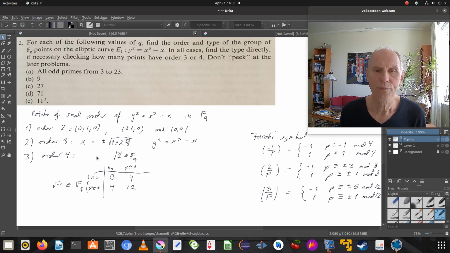Order 4, I wanted to prepare that, so I did that work. And I'll just show, so we have to check whether square root 2 or square root minus 1 lies in the finite field. And to find whether the square root lies in the field, we use the Jacobi symbol. I did that without really knowing whether one could do that, but we'll come back to that later. So first I will show one example of this computation.